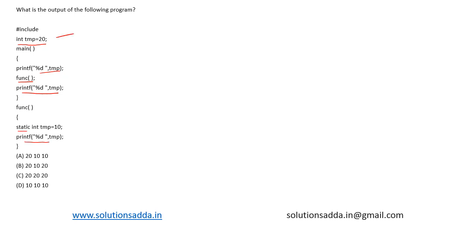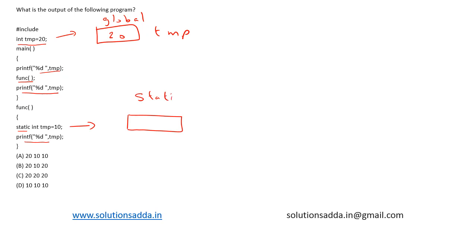So this temp would be a global declaration. Global. This is temp, and it is assigned a value of 20. This would be a static allocation. Static, and it is assigned a value of 10. This is also temp. Now main is the entry section of the program.